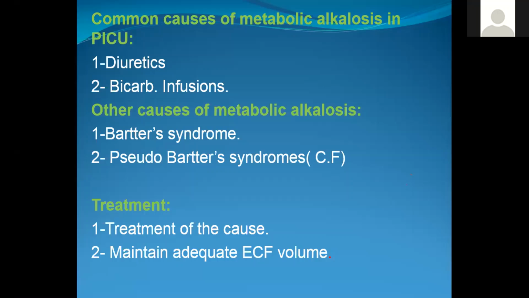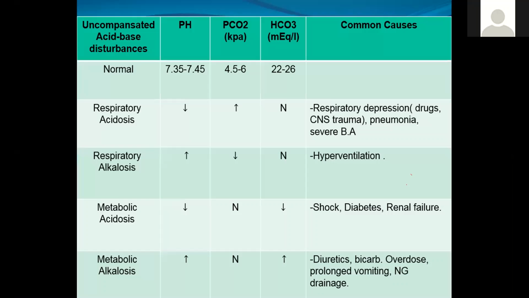As you know, the common causes of metabolic alkalosis that you can see in pediatrics are Bartter's or pseudo-Bartter syndromes. How to treat metabolic alkalosis usually depends on treatment of the cause, and always be sure that the patient has adequate extracellular fluid volume. This table summarizes what we have mentioned before about the four disorders, in their uncompensated state, where the body hasn't yet worked to compensate, and summarizes the common causes of each disorder.